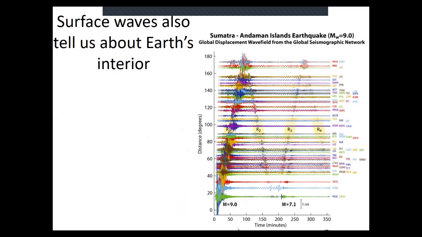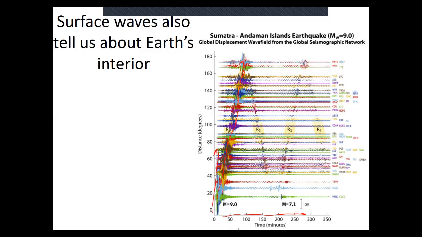This is a very interesting figure. So this is surface waves. These are surface waves that were recorded after the 2004 Sumatra Andaman earthquake that created the Indian Ocean tsunami. And so this is time in minutes after the earthquake on the x-axis, and this is distance in degrees from the earthquake. And as you can see, the further from the earthquake, the later the time the waves arrive.